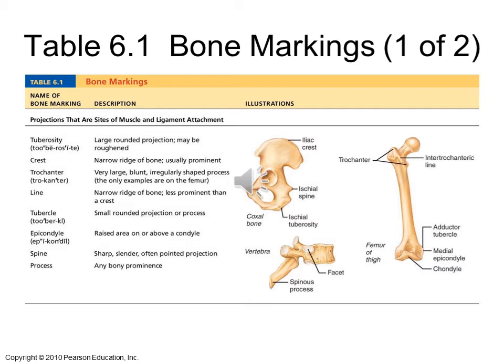And then it gives you a process as any bony prominence, like a spinous process when you look at the vertebrae. And then the spine, you have a sharp, slender, often pointed projection like the scapular spine. That's a good one to think about there. So those are your projections.